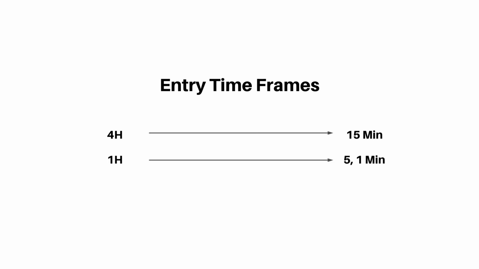Now, in terms of time frame selection, if you use the 4-hour chart as your analysis time frame, I recommend using the 15-minute chart as your entry time frame. If you use the 1-hour chart for your analysis, then you can use either the 5-minute or 1-minute chart for your entry. And if you use the 15-minute chart as your analysis time frame, then it's better to use the 1-minute chart for execution. But keep in mind, your analysis time frame should always be at least twice as high as your entry time frame.